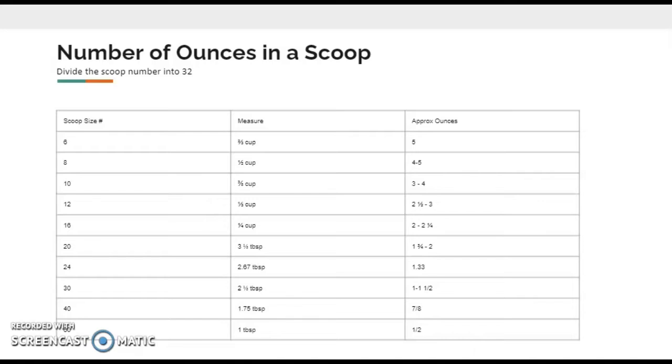Same thing with scoop size number 8. To figure out the amount of ounces, take 32 divided by 8, and that's going to be approximately 4 to 5 ounces. And same thing with all of the scoop size numbers.